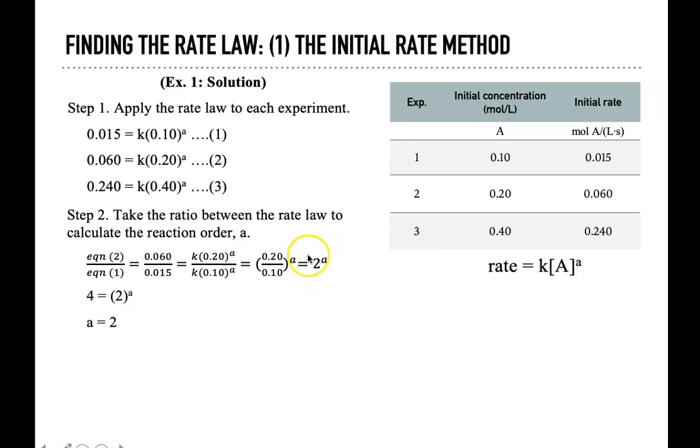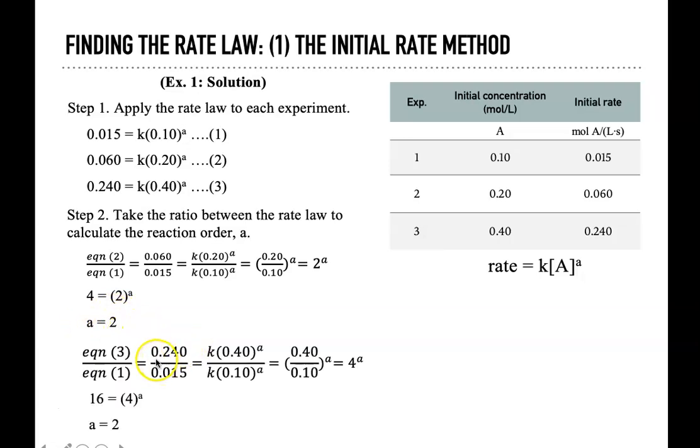So 2 to the a. So 0.060 over 0.015 is equal to 2 to the a. When you calculate this value, it is just 4. So 4 equals 2 to the a. We know that 4 is 2 squared. So 2 squared is equal to 2 to the a, so a should be 2. In this way, we determine the reaction order is 2.